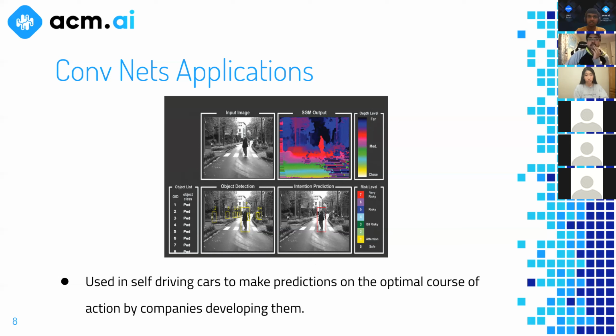And so you can see here, CNNs are really powerful due to their ability to process a really common source of data, being images.